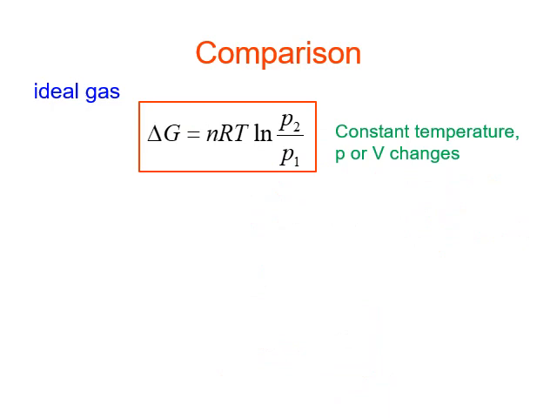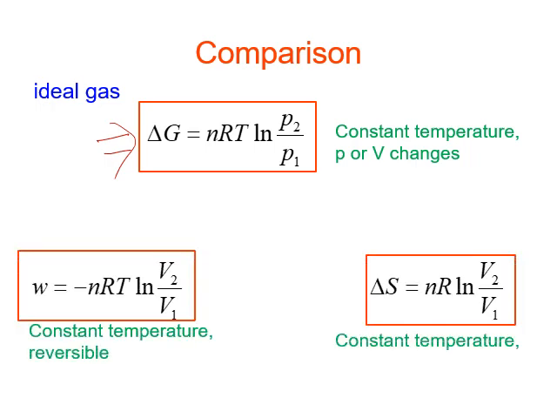You may notice that there are several equations resembling this delta G equation: the reversible work and the constant temperature entropy. Both of these equations contain ln V2 over V1, while the Gibbs energy change has ln P2 over P1. One is due to the volume change, one is due to the pressure change. Now, how are these three equations related?